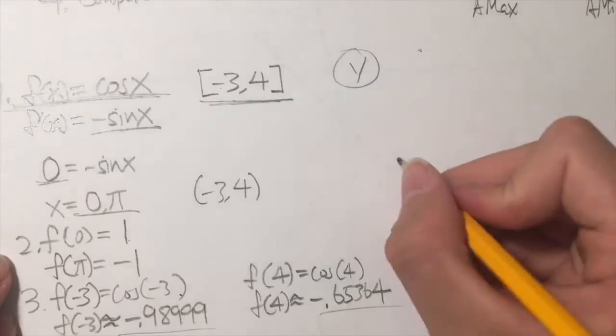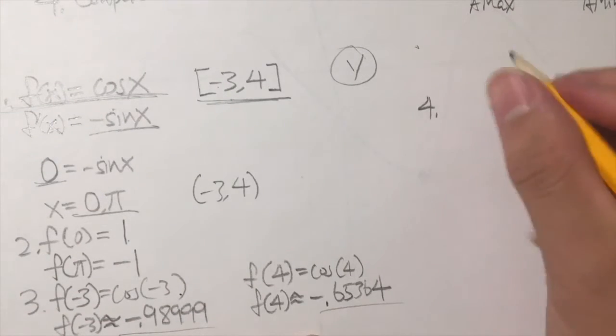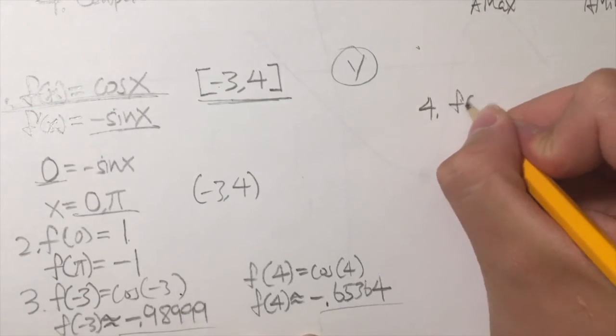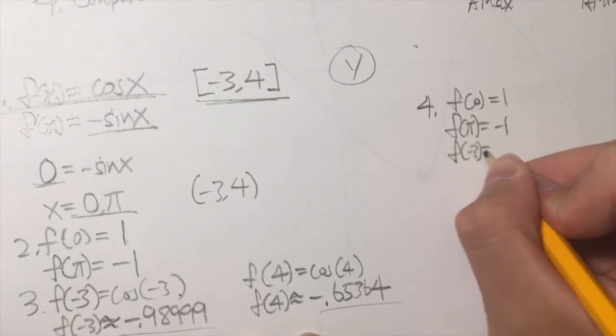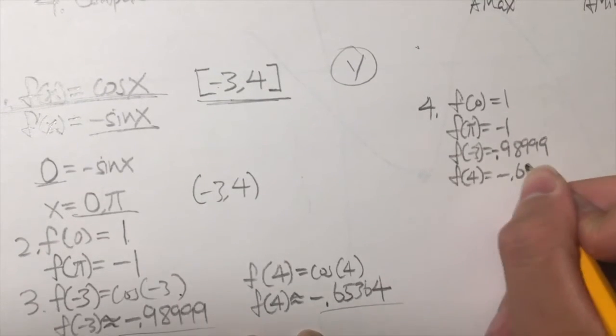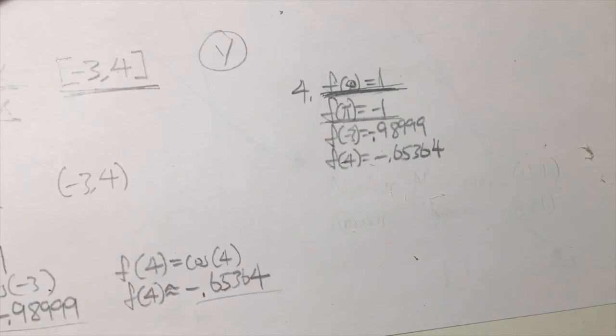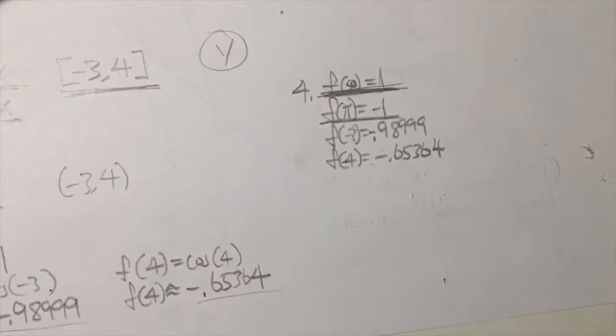And now we compare all the y values to see which one is the highest, or the absolute maximum, and which one is the lowest, or the absolute minimum. So first off, we have f of 0 equals 1. Let's list them out really quick. We can see that at x value 0, it has the highest y value, and at x value of pi, it has the lowest y value of negative 1.